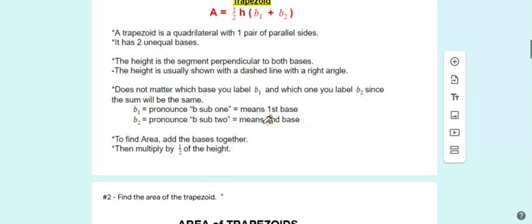And so to find the area, like the area formula tells us to, we will add the bases together, right? That's what's in the parentheses. So we'll add the first base to the second base.